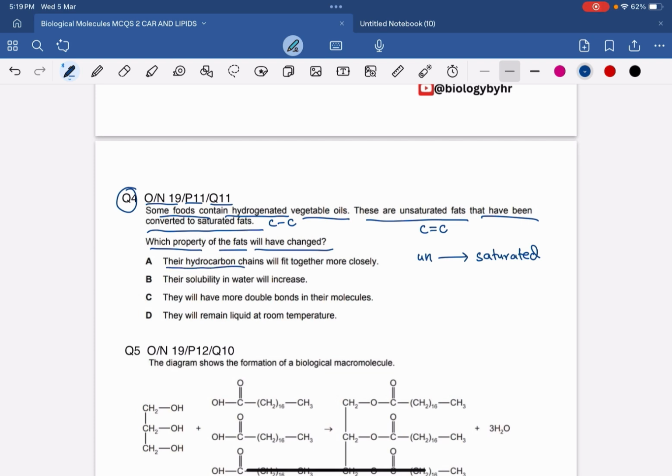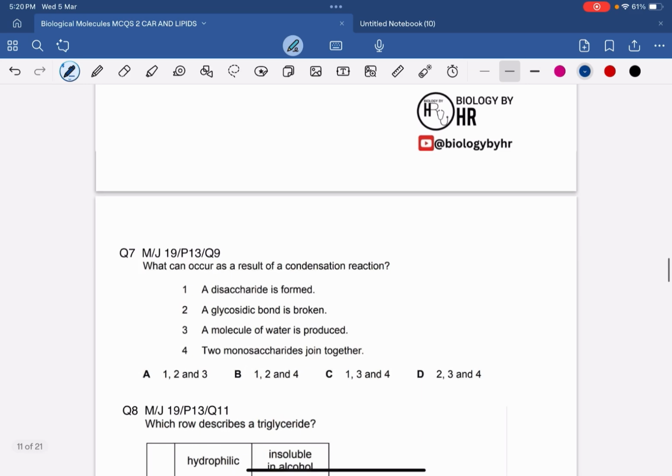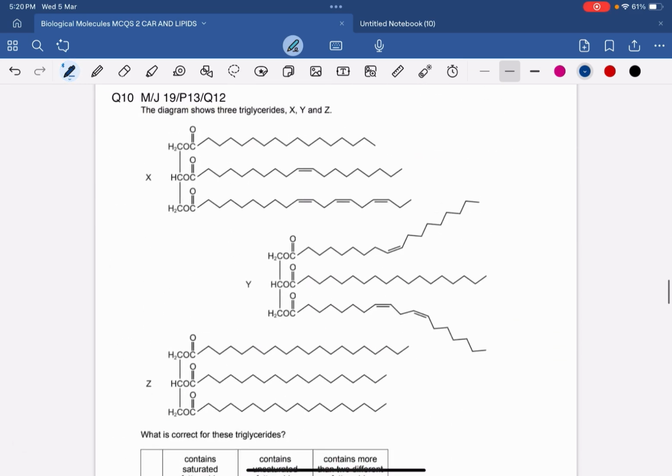Their hydrocarbon chains will fit together more closely. Basically they are saying that as compared to the unsaturated fatty acids, the saturated fatty acids' hydrocarbon chains will fit together more closely. Let's see whether this statement is correct or not. This is the correct answer, but let me explain it to you with a diagram. Yes, this is the diagram.